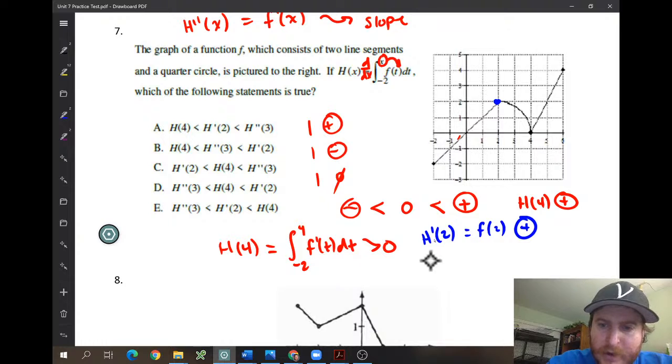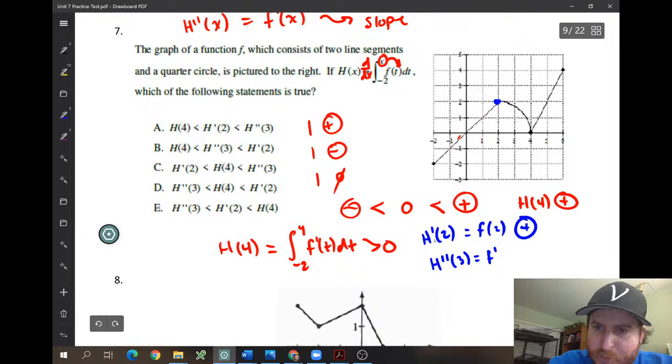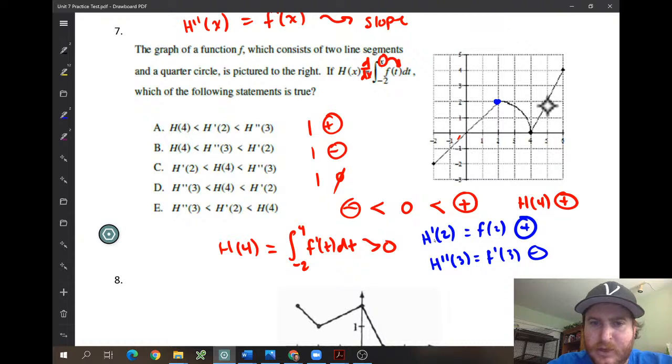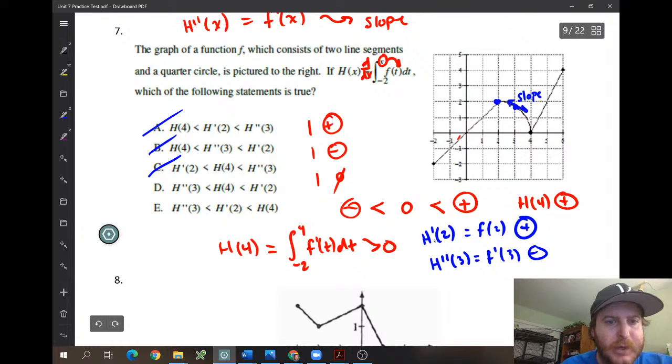Okay. And then also h double prime of 3, that's going to be f prime of 3. Well, we know this is negative, because that's the slope right here, which has a negative slope. So immediately, I know that h double prime of 3 has to come first. So I could cross out A, B, and C because it's negative. So now I just need to think which one is more positive.